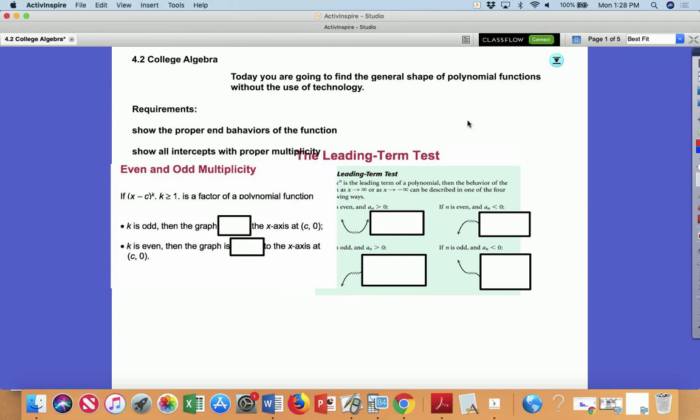For end behaviors, you've got to show all the intercepts, so it's going to include the x and the y intercepts. Okay. This is going to be a review of something we've talked about in the past. Okay, so your end behaviors.